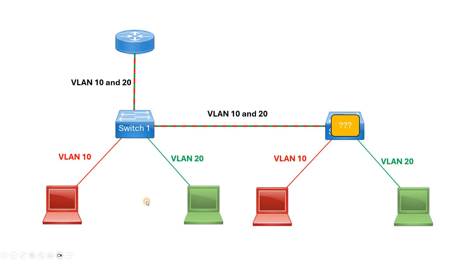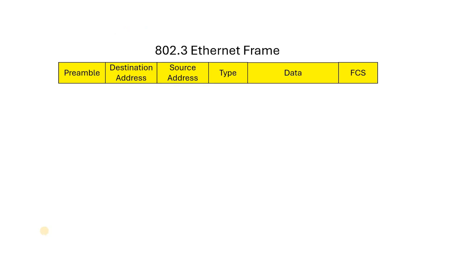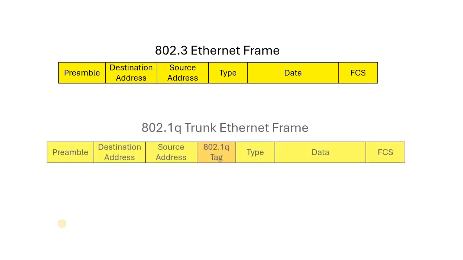If we examine the 802.3 Ethernet frame details, we see that it has a preamble, destination address, source address, type, data, and frame checksum. Nowhere in here is anything about the VLAN ID, so switch 2 has no way of knowing what VLAN an incoming frame is intended for. Thus, the IEEE got together and they created the 802.1q trunk Ethernet frame.